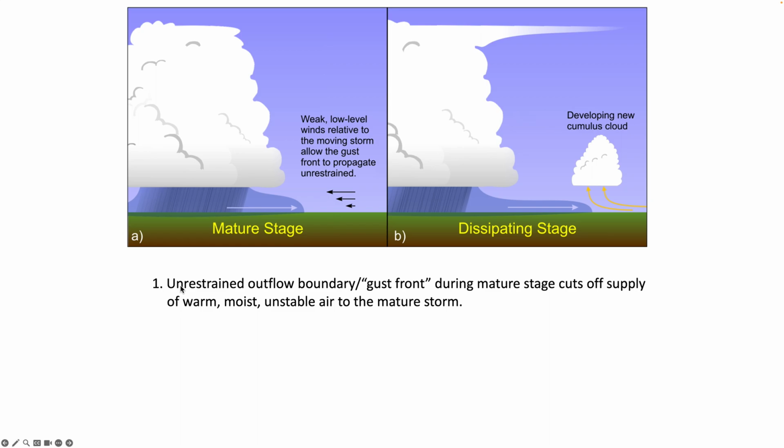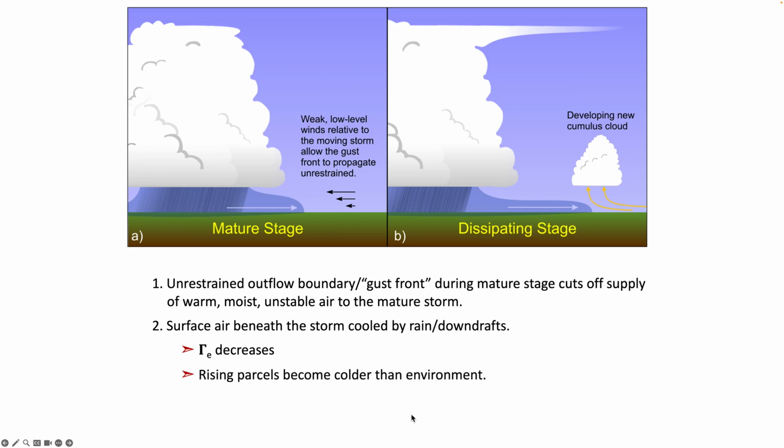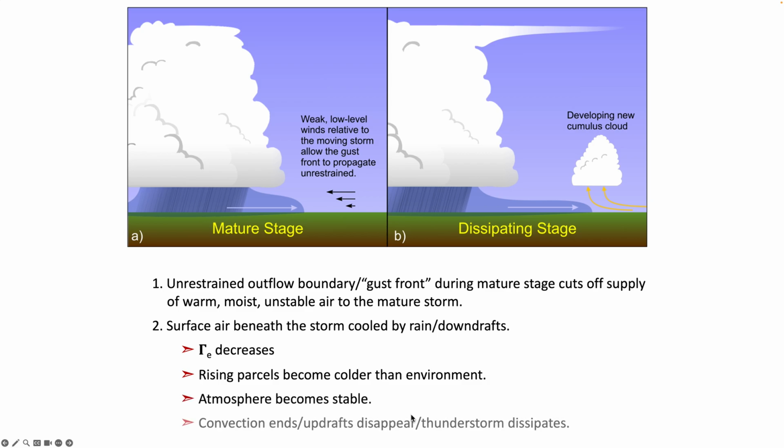So we get these unrestrained outflow boundaries, which is the actual downdraft air, and the gust front, which is the boundary itself. And it cuts off the supply of warm, humid, unstable air into our single-cell storm. So the surface air beneath the single cell is cooled by the rain and the downdraft, and again, the environmental lapse rate beneath the thunderstorm decreases. Rising parcels become colder than the environment because the atmosphere is stable, the convection ends, the updrafts disappear, and the thunderstorm dissipates. So this is what we see, the single-cell thunderstorms.